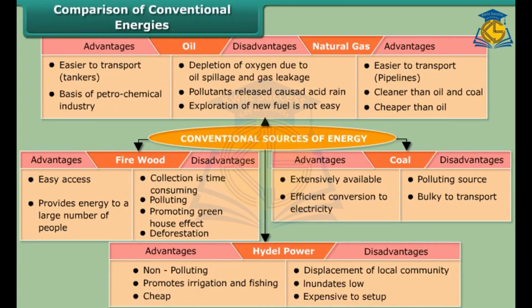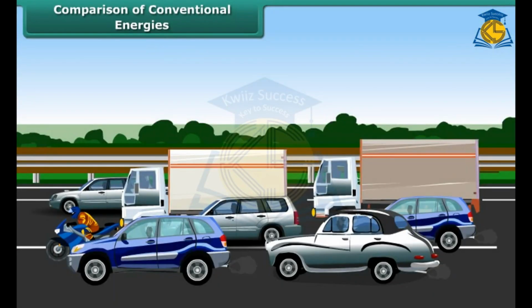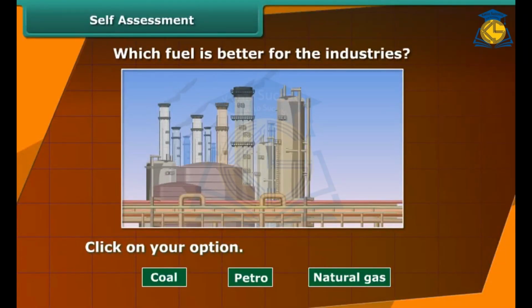Comparison of conventional energies. Let us compare the advantages and disadvantages of conventional energies. Since the increasing use of fossil fuels is leading to its shortage, there is a need for using non-conventional sources of energy. But before that, let us check your understanding. Self-assessment. You can see those industries releasing lots of smoke and pollutants in the air. What do you think? Which fuel is better for the industries?